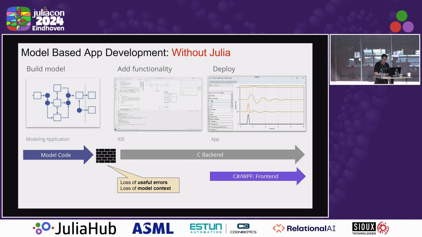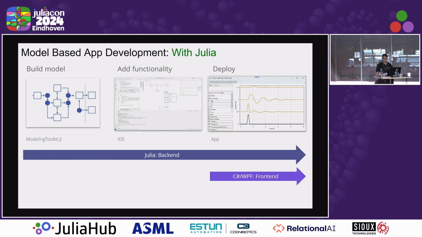Okay, so this was the world without Julia. This is the world with Julia. The whole point is there's no more wall. You're working with the model here at the app stage. It's the same backend that you had at the very beginning. You don't lose that context. You don't lose useful errors. And that is game-changing for how productive you can be once you get to the front-end development stage.